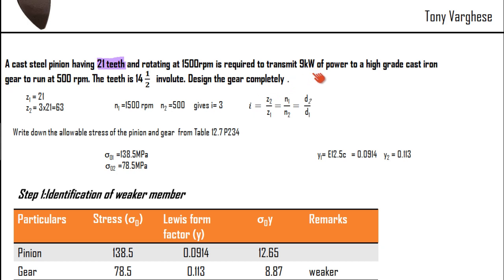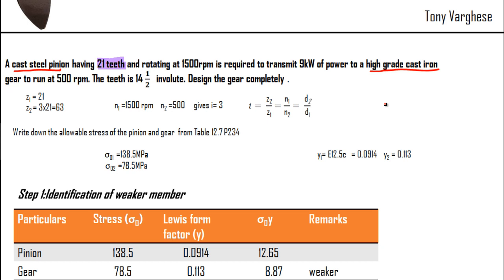Power is given as 9 kilowatt, and they have clearly mentioned the material of the gear. One is made of cast steel, and the second one is made of high grade cast iron. This data is very much important, because sometimes the gears will be made of different materials, sometimes they can be of the same material. We have to discuss all these cases, which will be discussed along with this solution.